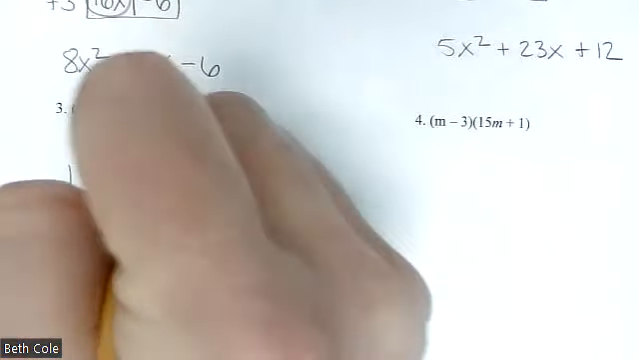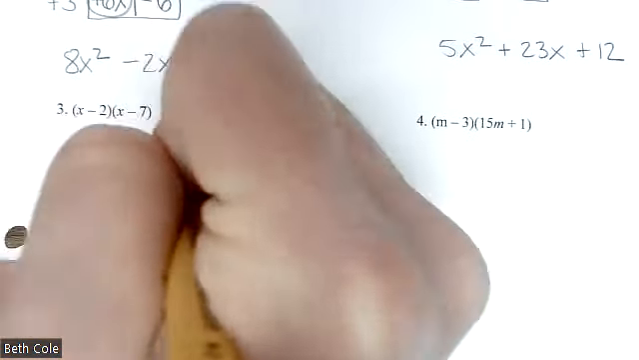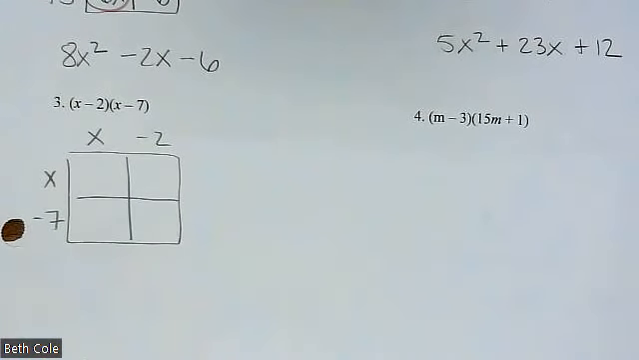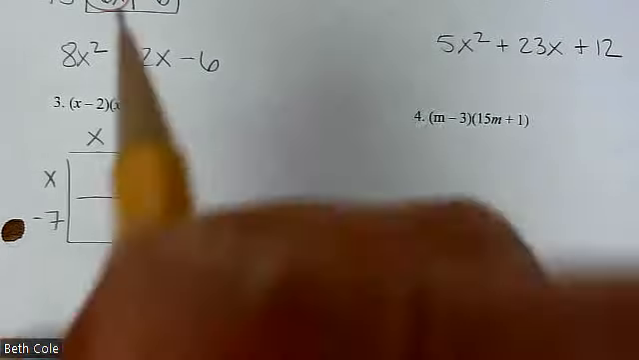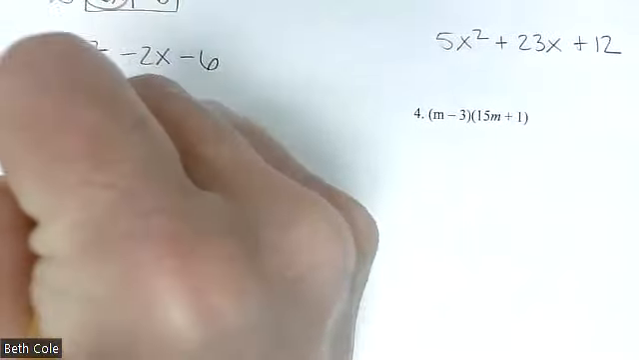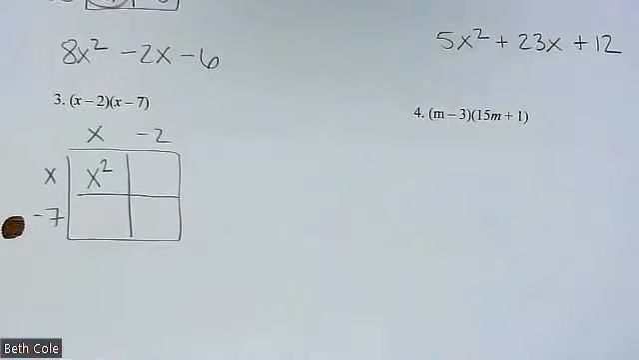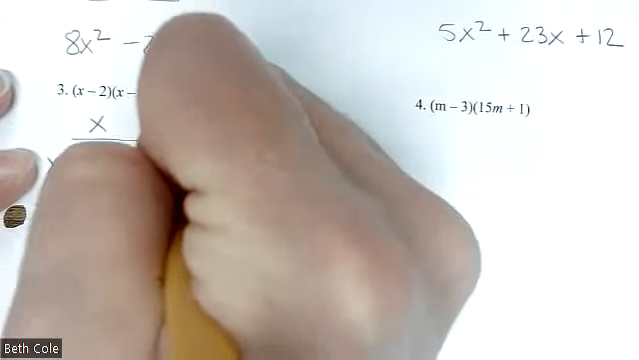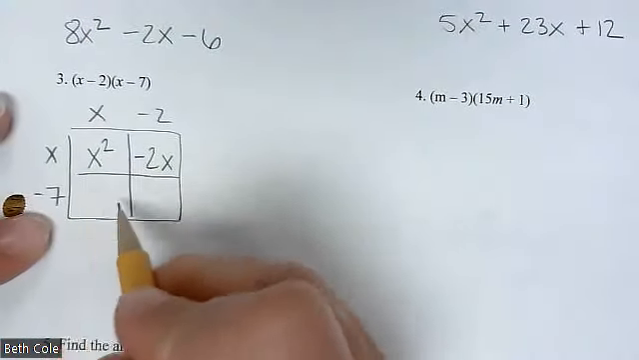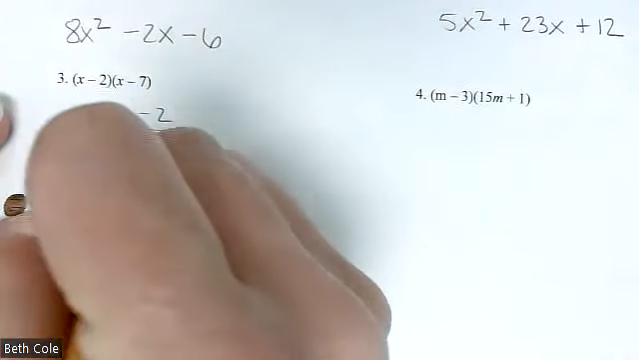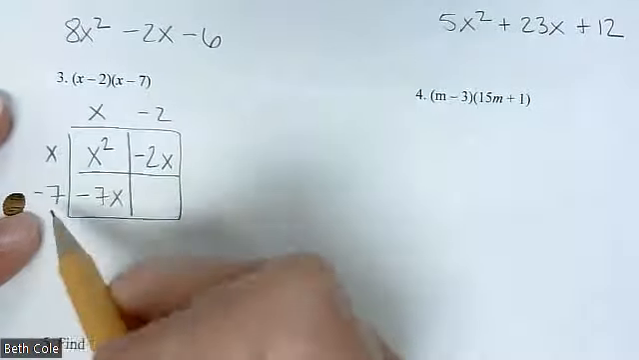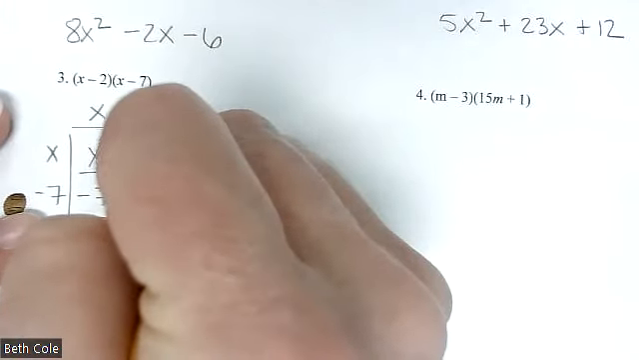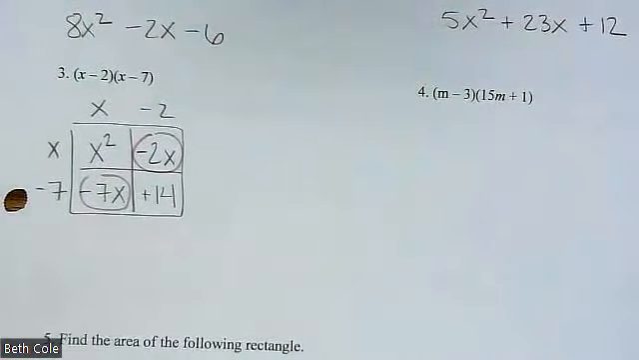So draw a box. Put one of them along the top, the other along the side. This one's simpler because there's not as many numbers in the problem. So in the first box, x times x is x squared. And then this one will be minus 2x. This one will be what? Well, minus 7x, good. And then negative 7 times negative 2 is positive 14. Perfect. Okay, now we're going to put the like ones together, which again, will be the diagonal ones if you've done it right.